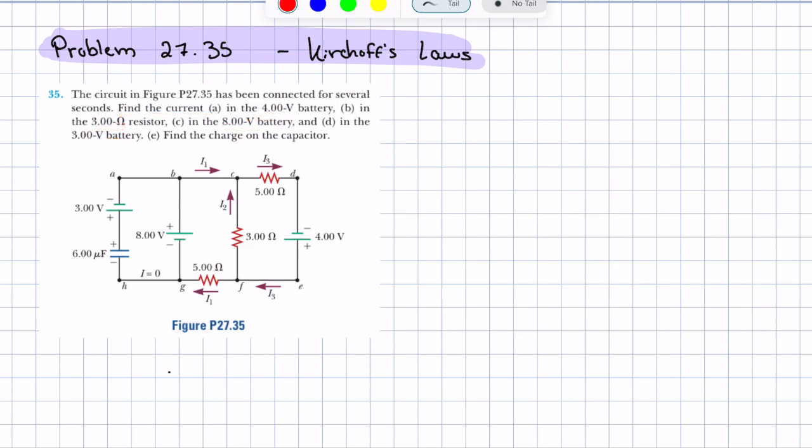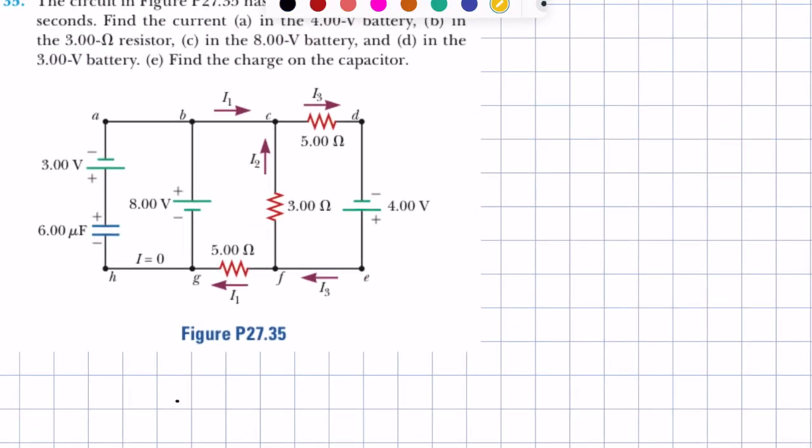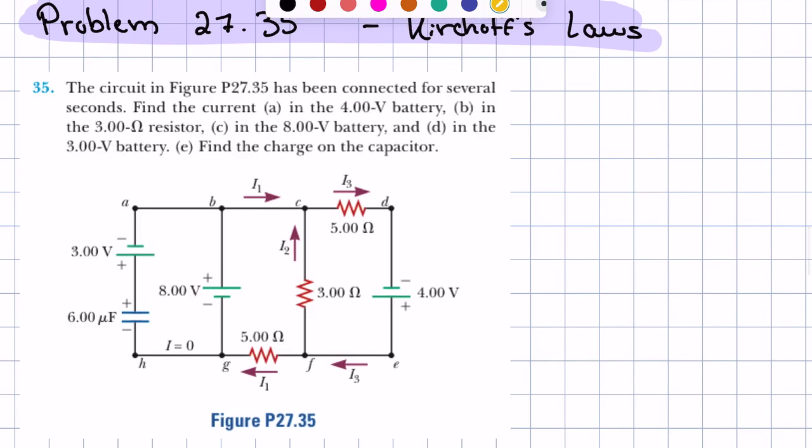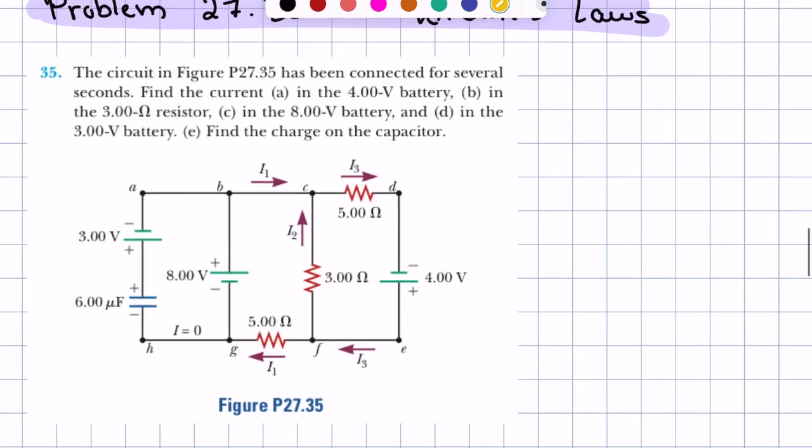Let's look at those batteries and resistors. So we're asked to figure out, okay, what is the current through the 4-volt battery, which is here, through the 3 ohm resistor, which is here, through the 8-volt battery, which is here, and through the 3-volt battery, which is here.